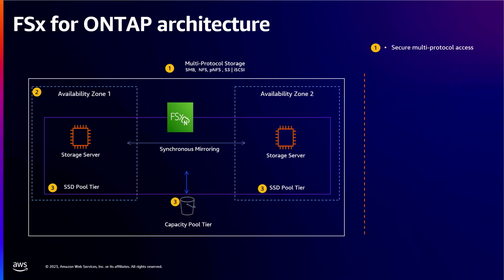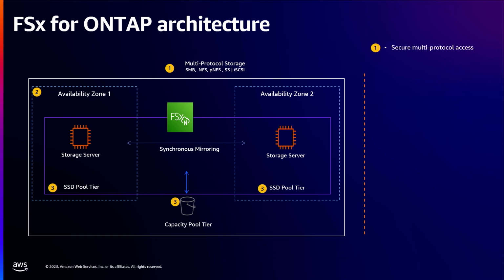Let's dig in a little bit into how FSx for ONTAP works. At a very high level, we have 2 storage servers running the ONTAP data platform software, providing secure multi-protocol access through SMB, NFS, and pNFS for the unstructured data, as well as through iSCSI for block storage. In fact, the unstructured data, besides NFS and SMB, can also now be accessed through S3 for the applications that are coded to take advantage of an object storage platform. The same files can now be exposed as objects.